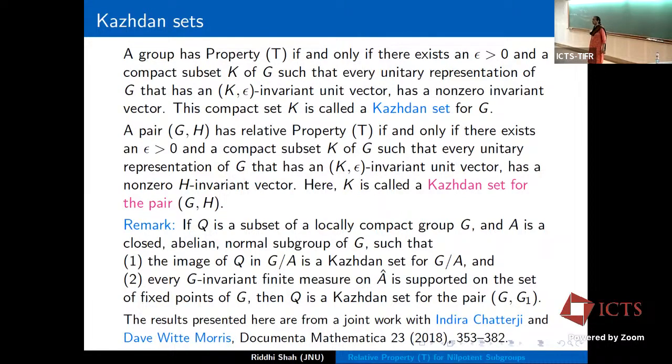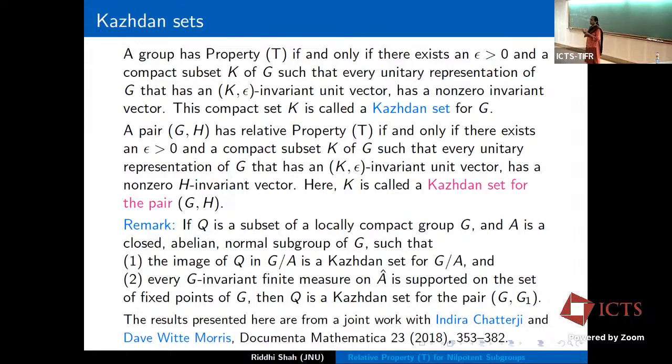Are there any more questions? If not, then: every unitary representation of G which has a K epsilon invariant unit vector has a non-zero H invariant vector, but that need not be unique, right? Or is it unique? No, because if psi is invariant, alpha psi is also invariant, so it's not unique. There could be many. Okay, but at least one.